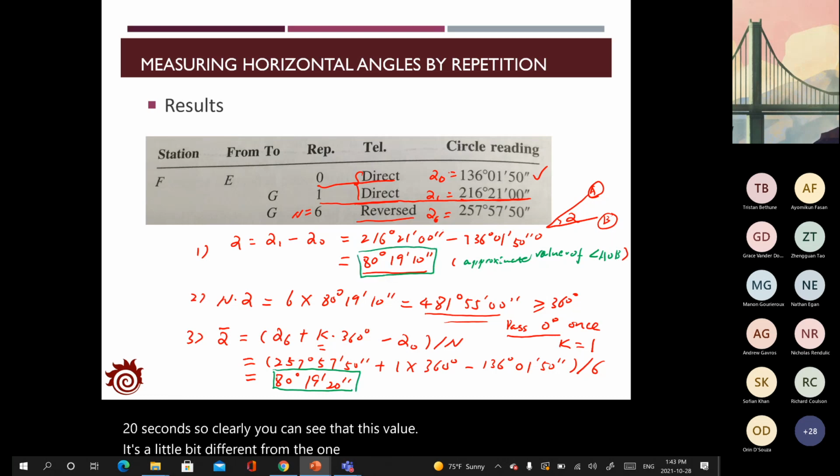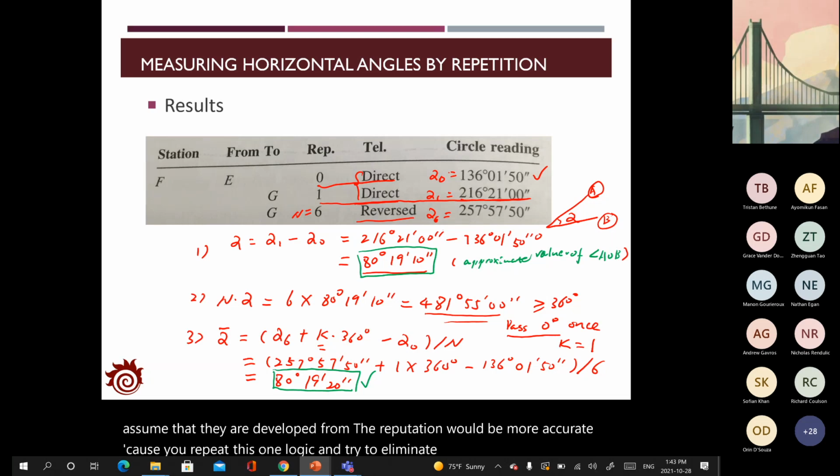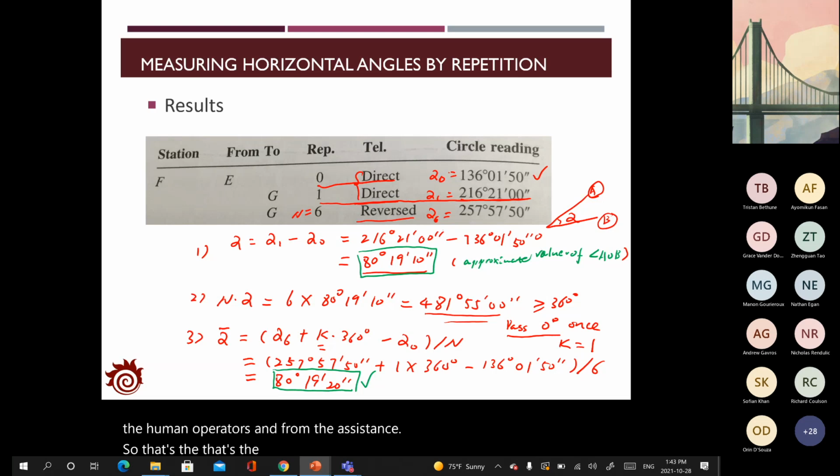only one direct measurement. But we will assume that the one from the repetition will be more accurate, because you repeat this a lot, you can try to eliminate the potential errors from the human operators and from the systems. So that's the reason for us to introduce the repetition for the angle measurement.